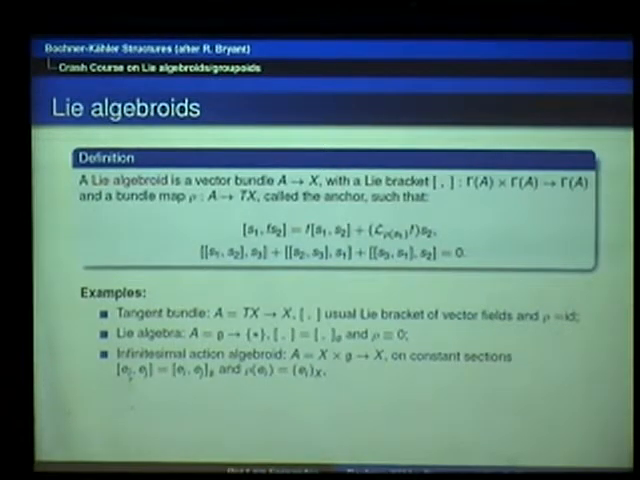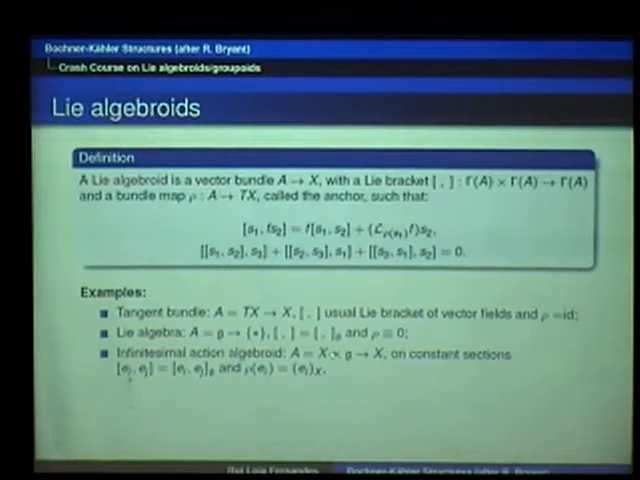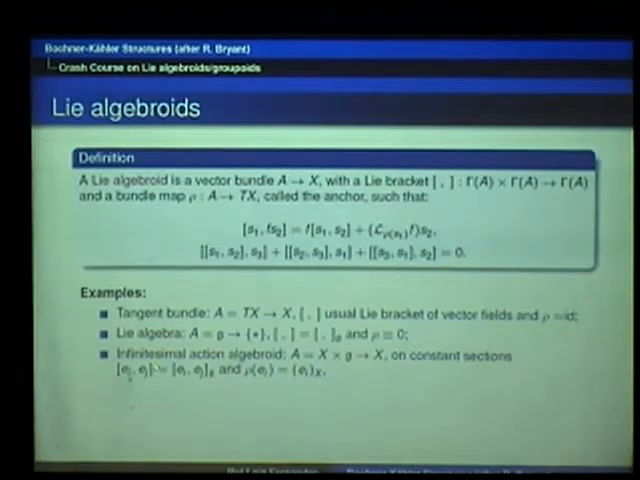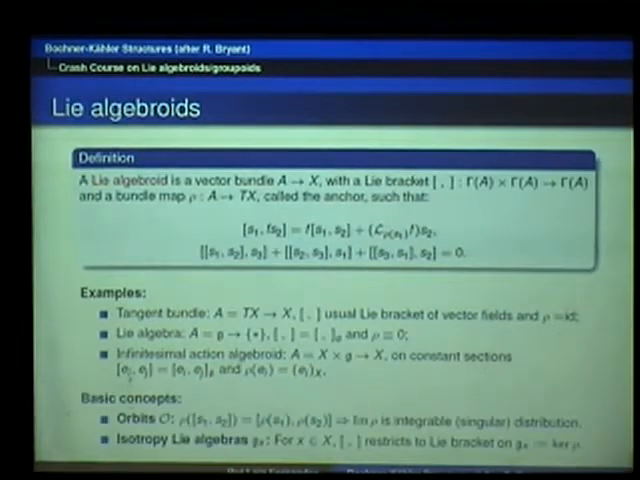And a somewhat intermediate case is if you take an infinitesimal action of a Lie algebra on some manifold X, you can define an algebroid structure on the trivial bundle with fiber the Lie algebra, by declaring that on constant sections the bracket is just the bracket on G, and defining the anchor to be the infinitesimal action. Okay? These are just very simple examples that you can use as test cases for various things.